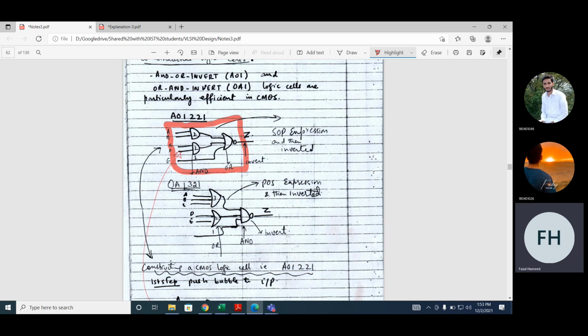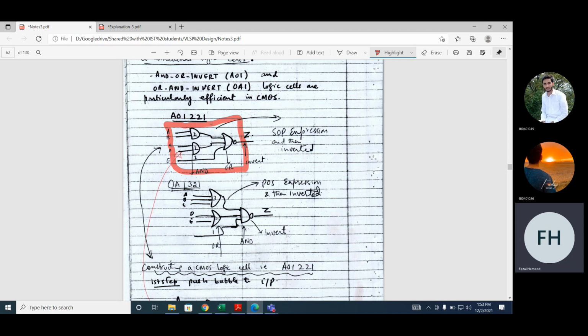AOI, AND-OR-invert. So we have three stages. First is the AND stage, second is OR, and after OR there is an invert, a small bubble. So this is an AOI 2-to-1 cell. It means the first AND gate has 2 inputs, the second AND gate has 2 inputs, and the last input is 1, so there will be no AND gate. If you look here, for 2-to-1, there will be a 3-input NOR gate: first input, second input, and third input.